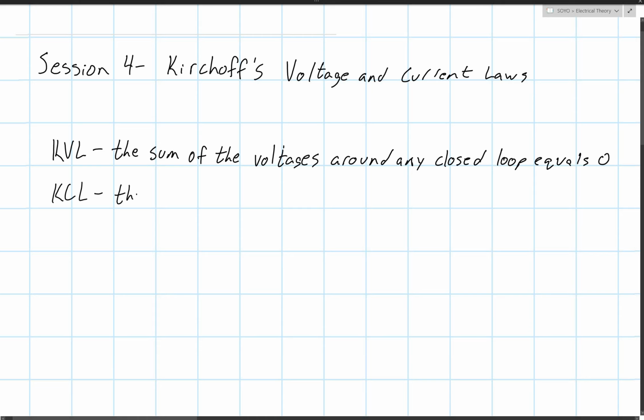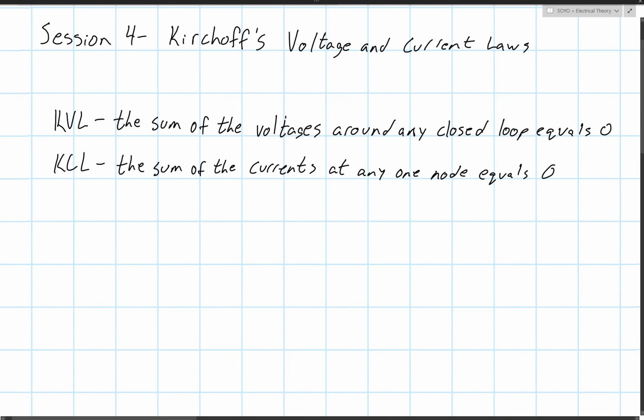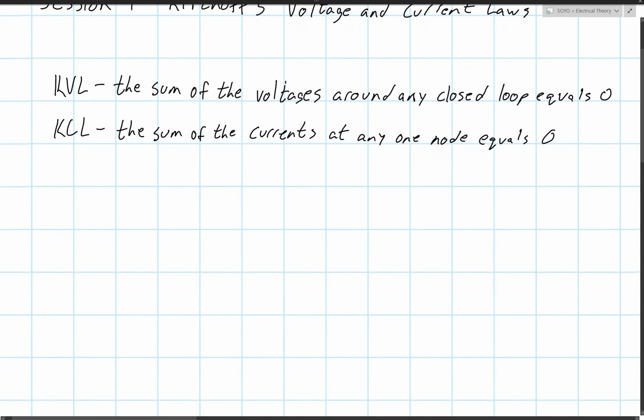And then the sum of the currents at any one node equals 0 as well. So the best way to talk about this, so a loop is anything, or we'll just talk about this with the example.